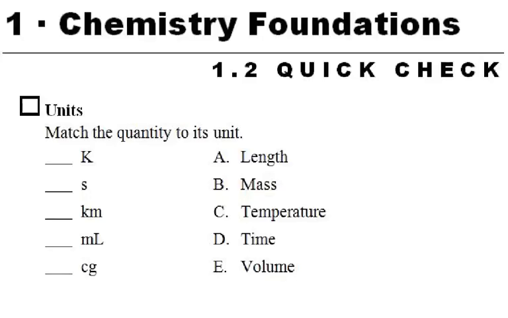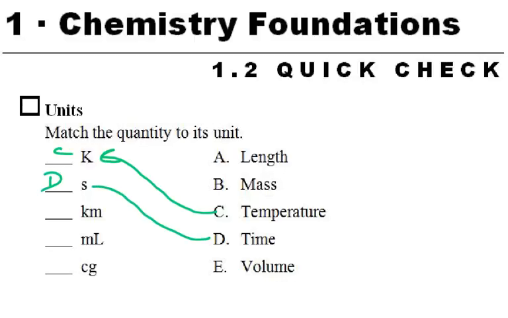I'm going to go over the 1.2 quick check. So the first one here is pretty easy. We're just trying to match the quantity to its units. So K here, we know that that is Kelvin. Kelvin is a temperature. Okay, so this would be answer C. S, we know that that means seconds, and we all know seconds means time.